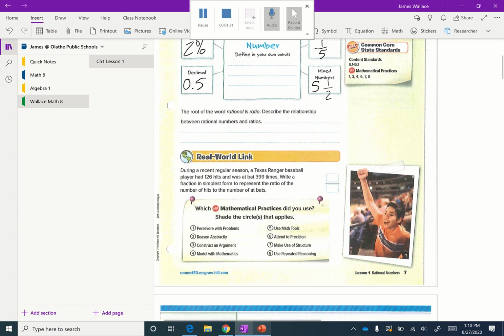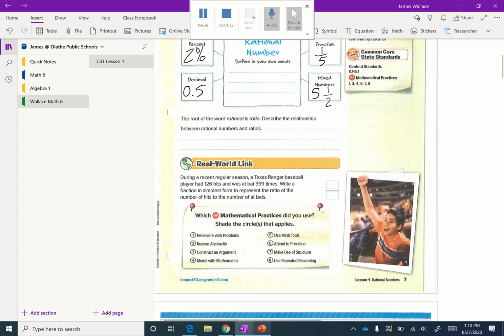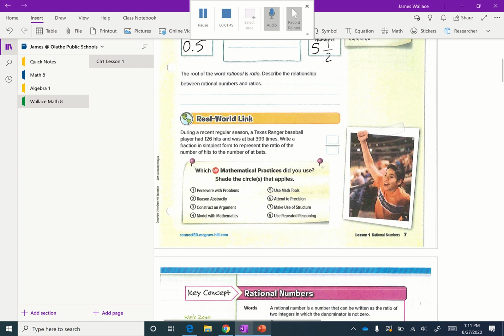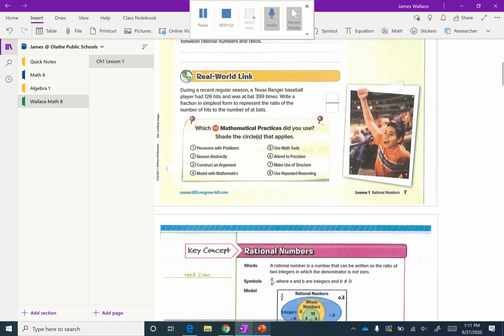Moving on. The root of the word rational is ratio. Describe the relationship between rational numbers and ratios. Take a second to think about this, and when we join back up as a class, we'll talk about it together. Feel free to think about that.